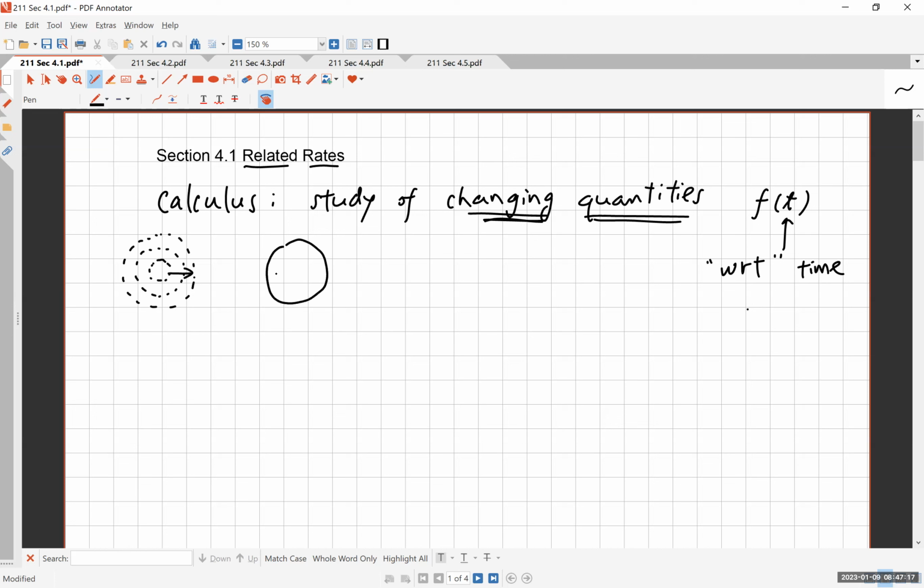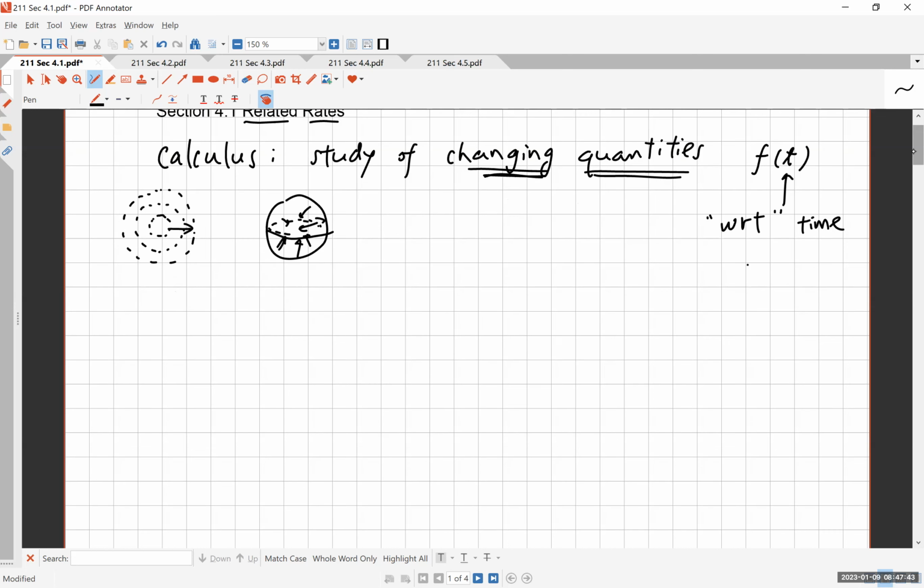Let's say you have a spherical ice or a snowman melting. Now, as ice melts into water, this gets smaller and smaller, right? The volume gets smaller with respect to time. The surface area gets smaller with respect to time, and so does the radius, but they do not decrease at the same rate. So how do you figure this out?